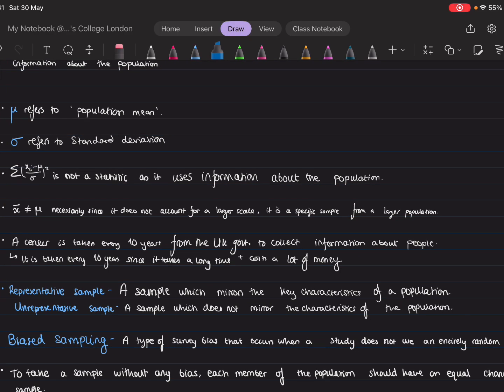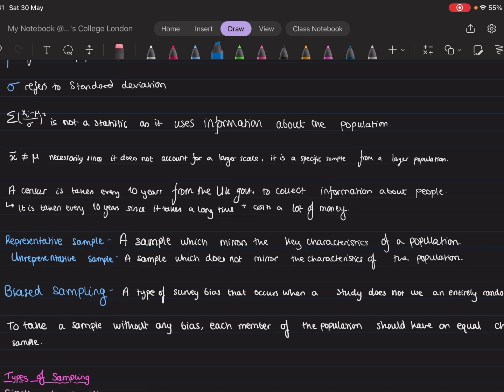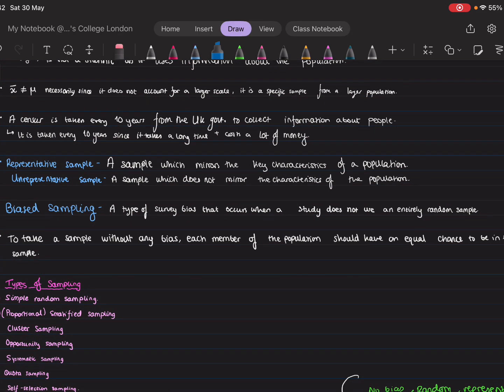A census in the UK is taken every 10 years to collect information about people, and the reason it isn't taken more often is that it takes a lot of time and costs a lot of money. A representative sample is a sample which mirrors the key characteristics of a population, and the converse is a sample which does not mirror the characteristics of a population. Biased sampling is a type of survey bias that occurs when a study does not use an entirely random sample. If you want to take a sample without any bias, each member of the population should have an equal chance to be in the sample.